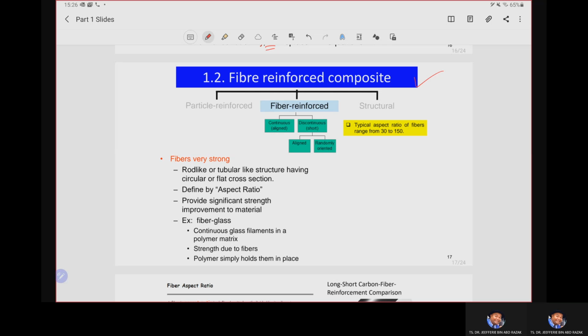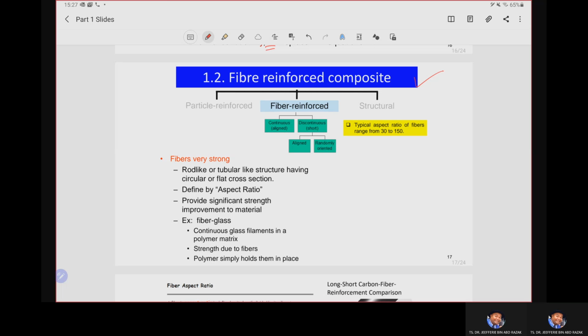Students, what makes the fiber different from the particles? Of course, their geometrical dimension. If the particle has an equiaxed dimension, similar length in all directions, but the fiber will have a certain length to diameter ratio characteristic.